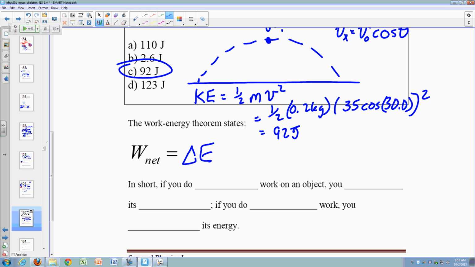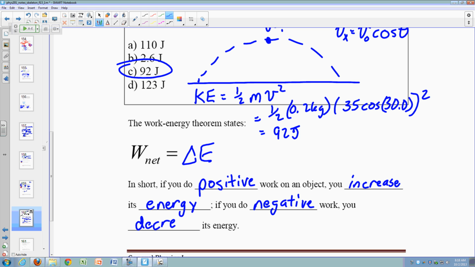All right, so if I do work on an object, I exert a force over a displacement, then I can change its energy. So if you do positive work on an object, you increase its energy. And if you do negative work, you decrease its energy. Remember the catcher catching the ball. That's doing negative work. He's slowing the ball down and taking energy away from the ball. Or like pushing the chair aside, that's positive work, which increases the energy.